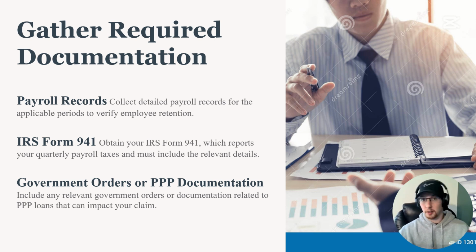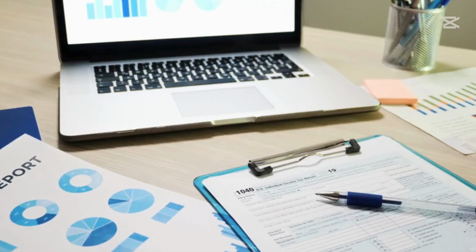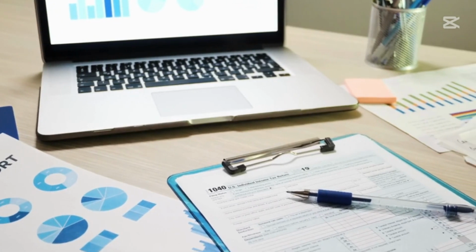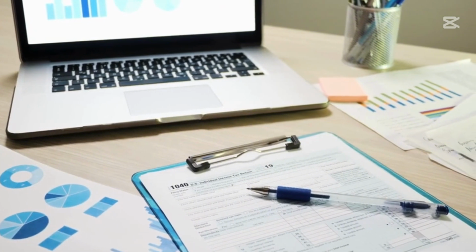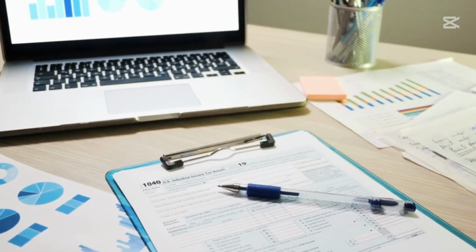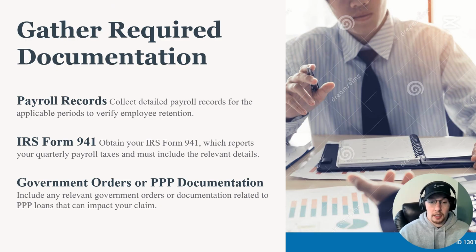So obviously the first thing, as it's a payroll tax credit, is payroll records. You're going to collect detailed payroll records for the period that you're applying for to verify that you didn't let any employees go. And then you're going to need IRS Form 941, which reports your quarterly payroll taxes and must include the relevant details. How much did you pay? What time period did you pay? Etc. Maybe the number of employees and total compensation during the period.